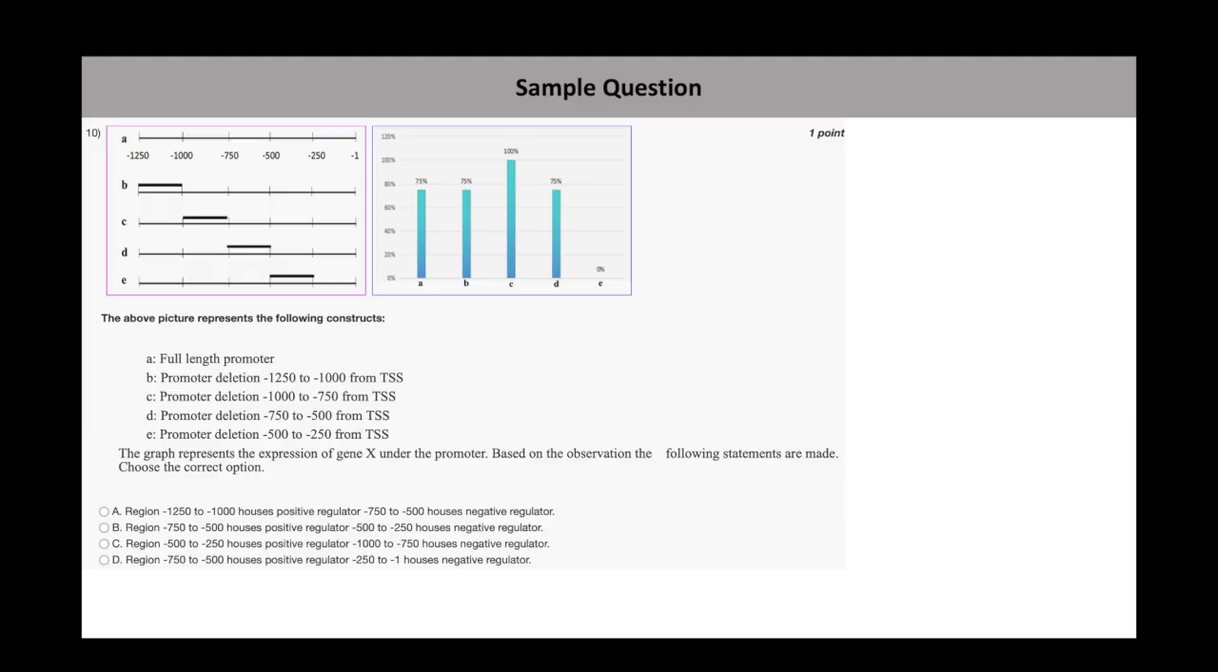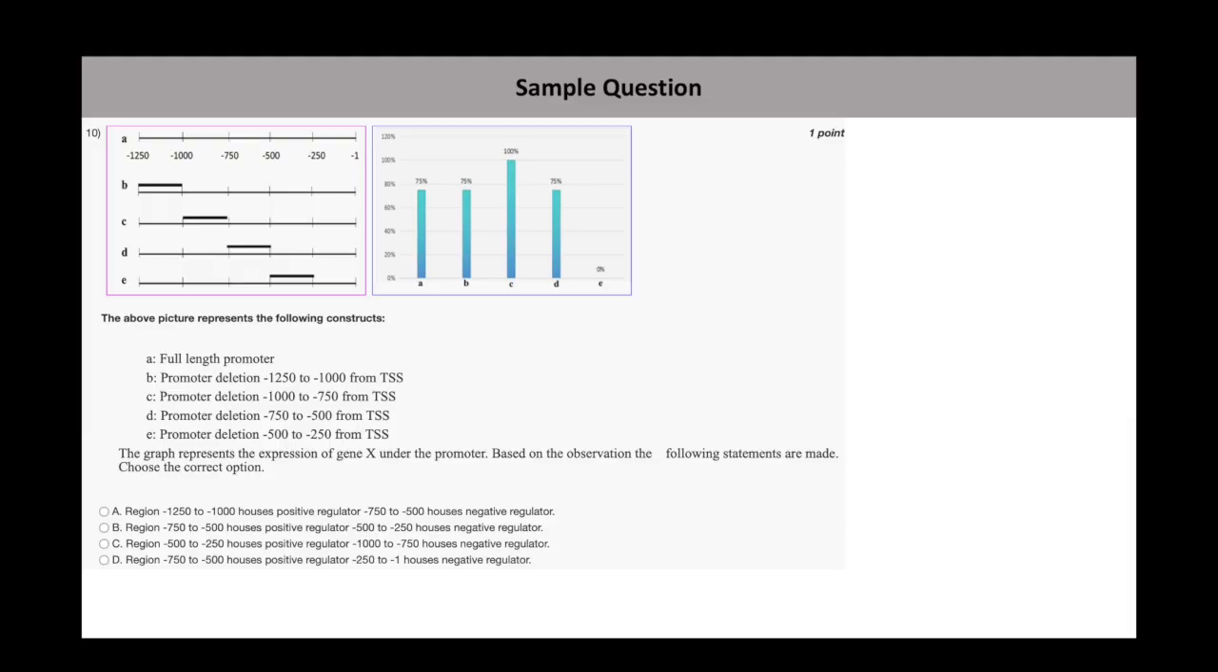In this case, part A is a full length fragment of 1250 base pairs. In part B, from 1250 to 1000, the fragment has been removed. In C, from 1000 to 750 has been removed. In D, from 750 to 500, and in E, from 500 to 250, the fragment has been removed.